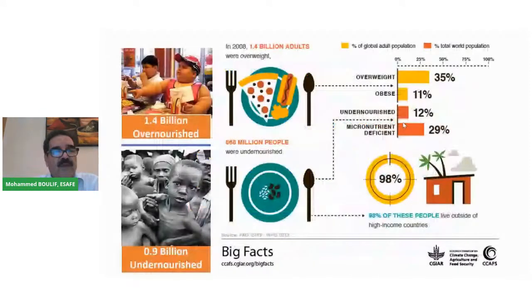So if you add to that this image, the slide depicts in a caricatural way, but that's the reality. The world is divided between those who have and those who have not. We have about 1.4 billion people who are overnourished, more than enough, and 1 billion undernourished people, both quantitatively and qualitatively. The nutrition that they receive is deficient in certain micronutrients, for example.